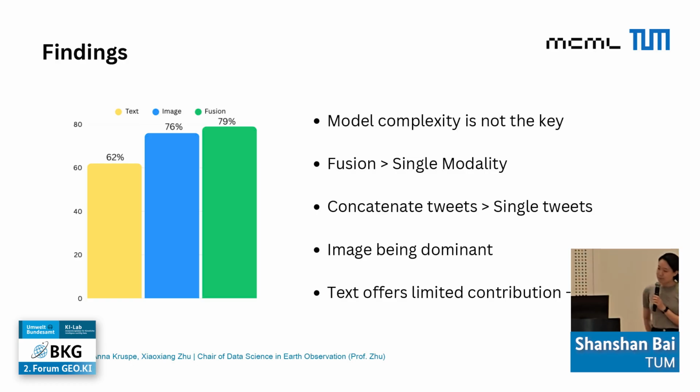So based on the results, our finding is that raising the complexity or the scale of the model is definitely not the key for this task. And we also think that fusing Twitter data into this task is definitely better than just using one single data source. And we also find out that if we concatenate all the tweets from a building, it will also have better performance than classifying them independently. But we also, of course, notice that the image is still really dominant for this task, and text data actually only brings very limited contribution at this stage.